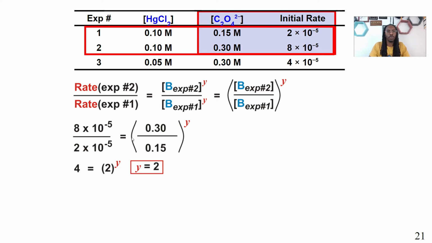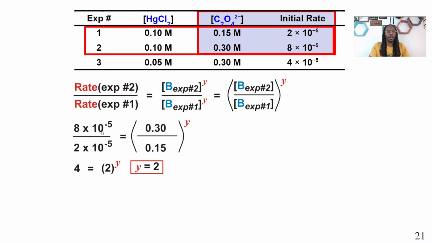Now we're going to set that equal to our concentrations. So I got the concentration of my changing reactant. That's the key thing, everybody. You want to use the one that's changing. You don't want to use the one that's staying the same, right? You want to use the one that's changing. So in this case, it's our oxalate ion here, right? So we got our concentration of 0.3 molar over our 0.15 concentration from experiment 1. So experiment 2 over 1. Okay. And then since we're still solving for our order, that's just y right there. That's what we're solving for.